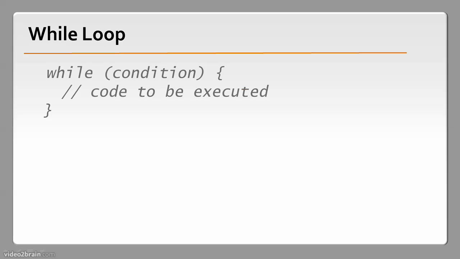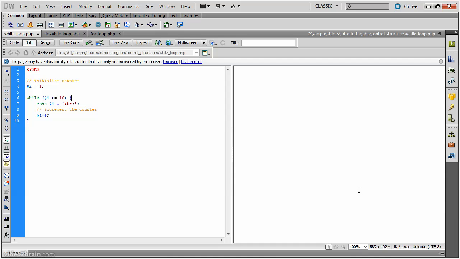It consists of the keyword while, followed by a condition in parentheses and a block of code in curly braces. As long as the condition remains true, the code inside the curly braces is repeated. The loop comes to an end when the condition is no longer true. Here's a trivial example of a while loop.